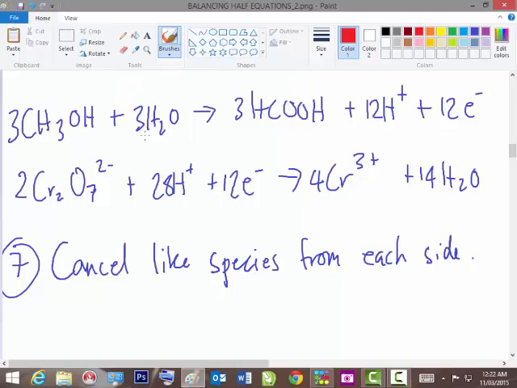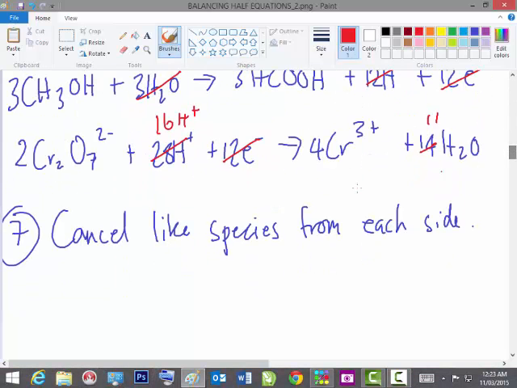So let's do that. So we have 3 waters here. They'll go, and this will make this 11. We have 12 electrons on this side and 12 on this side. We have 28, 12 H pluses, so they'll cancel, and this will become 16 H plus. And that's it. So now we can combine the two together.